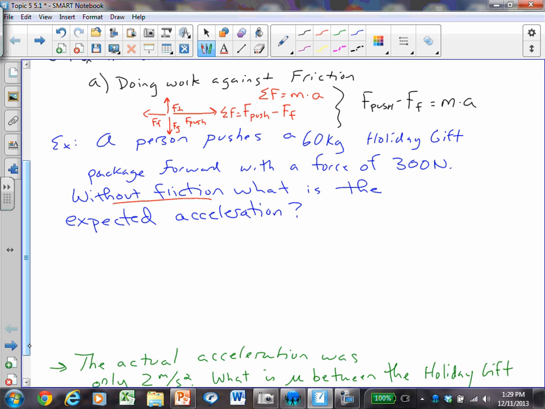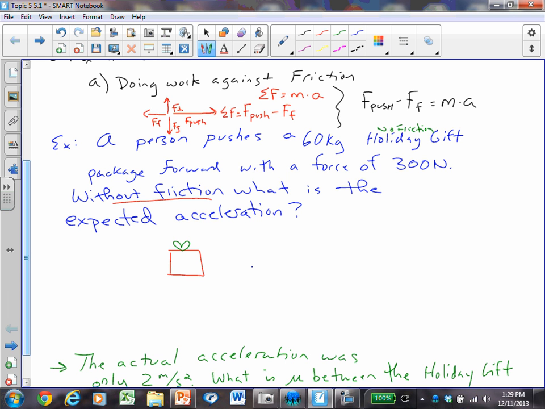So here's an example. A person pushes a 60 kilogram holiday gift with no friction, forward with a force of 300 newtons without friction. I said it. Sorry. What is the expected acceleration?